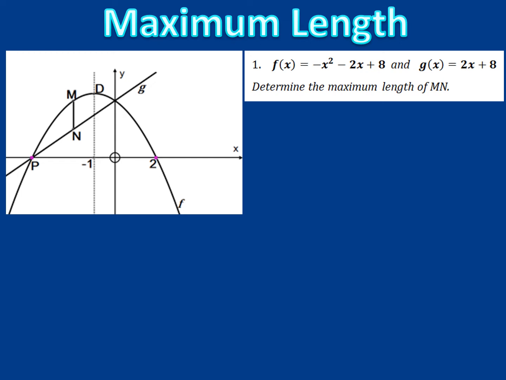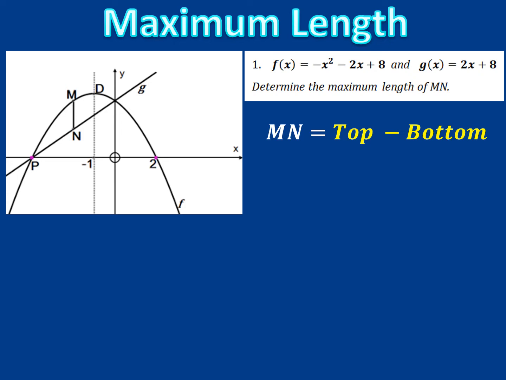After looking at maximum areas and volumes, we need to take another look at maximum length. And we need to determine the maximum length of MN. Now you should remember we do cover this concept in Form 4, so let's have a look at what we did last year. If we want the maximum distance between two graphs, we go top graph minus bottom graph.